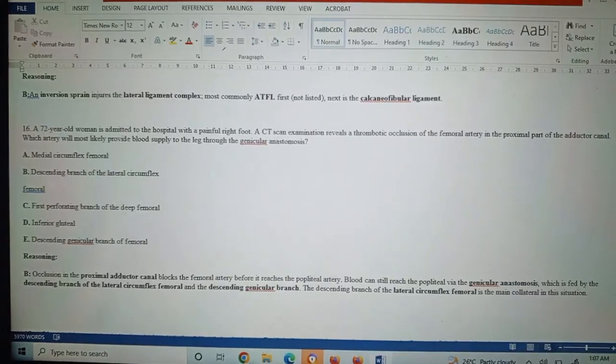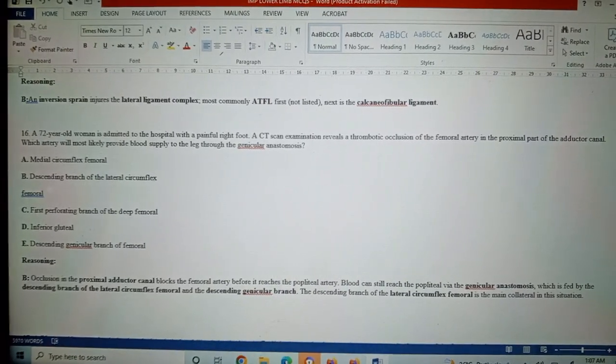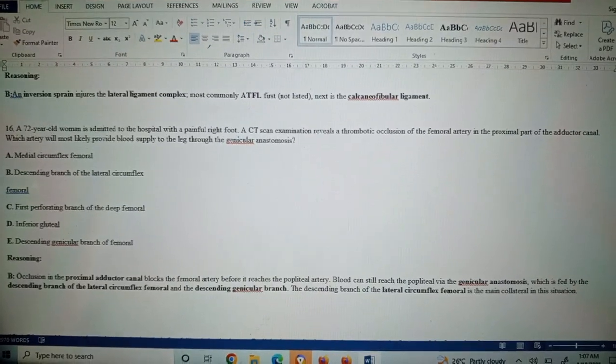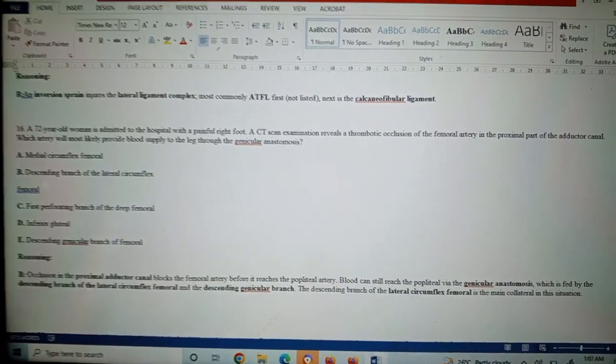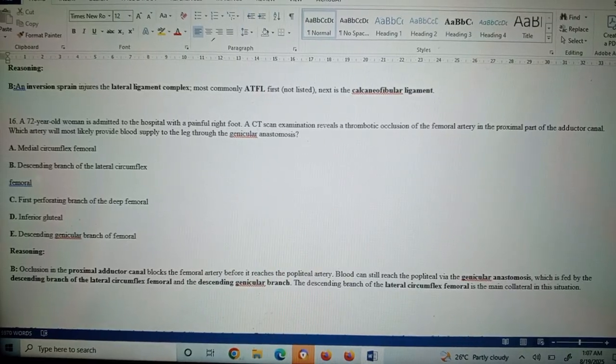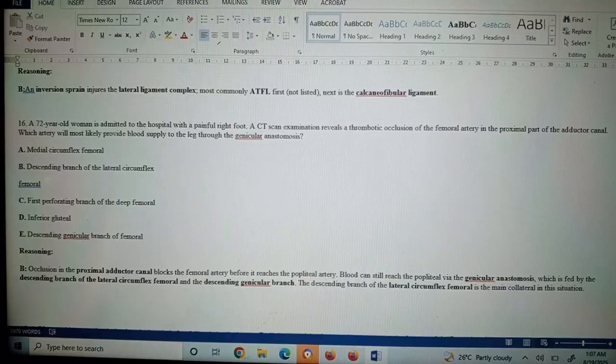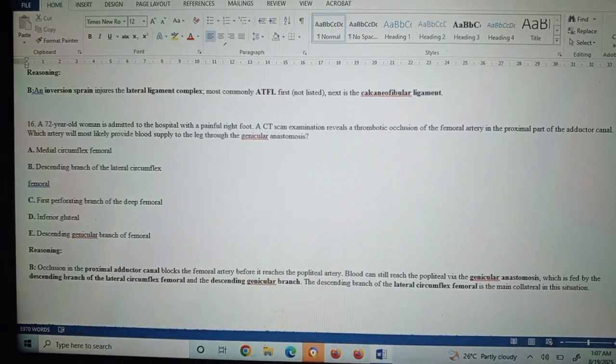Okay. Now question number 16 is a 72-year-old woman admitted to the hospital with a painful right foot. A CT scan examination reveals a thrombotic occlusion of the femoral artery in the proximal part of the adductor canal. Which artery will most likely provide blood supply to the leg through the genicular anastomosis? Now the answer is B.